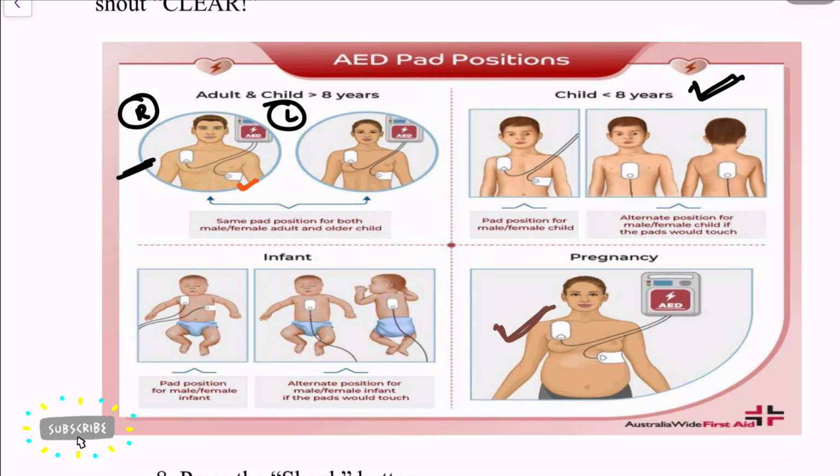In cases of children, either we place the pads according to the adult method, or we place the two pads with one on the front of the chest and another on the back of the chest. Similarly, in an infant, one in the front of the chest and one in the back of the chest. In cases of pregnancy, place them similarly as in a normal adult.